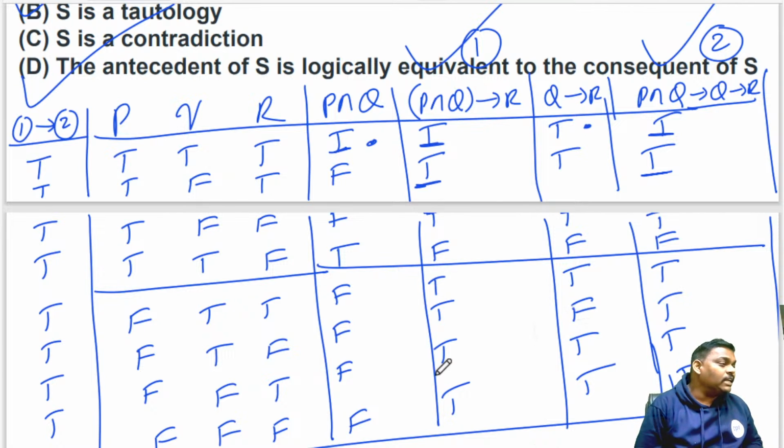Because you never see TF. When you say equal, both are equal. Left true means right also true. Left false means right also false. Where will you see the TF combination? You never see it. Left T, right also T. Left false, right also false. If you don't see the TF combination, you never see false in the implication table. So it is a tautology.